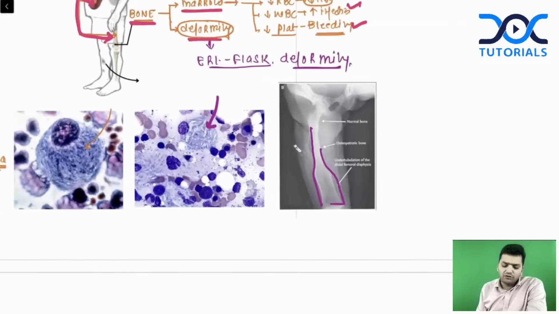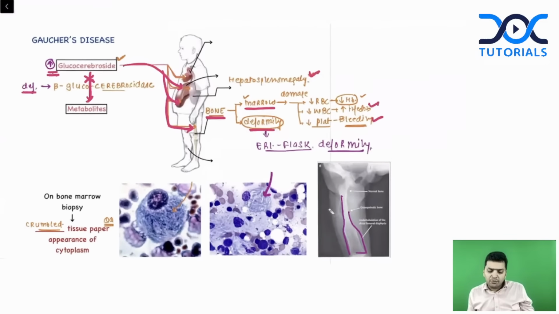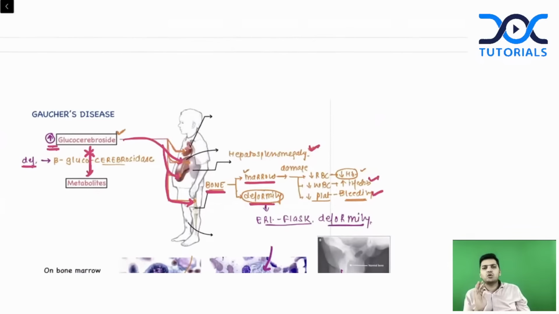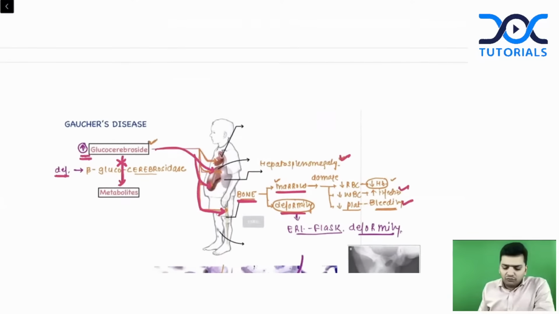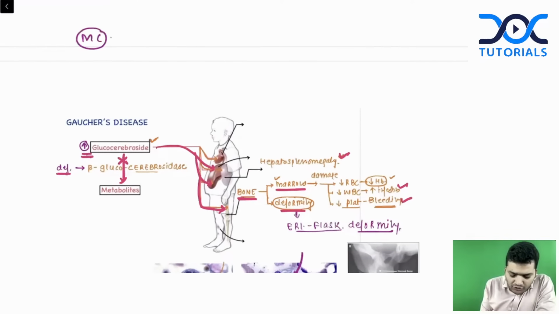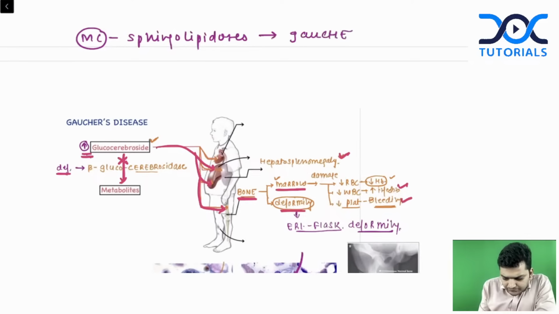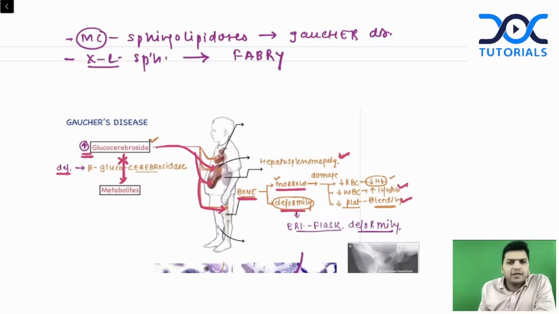Crumbled tissue paper. Yes, this Gaucher disease was again an important question, because this is the most common sphingolipidosis that we have. There are many diseases, Fabry, Krabbe, Gaucher, Tay-Sachs, and out of them, this in fact is itself an MCQ. What is the most common sphingolipidosis? It's going to be Gaucher. There is one more question: which is the X-linked sphingolipidosis? It is going to be Fabry. X-linked is going to be Fabry.